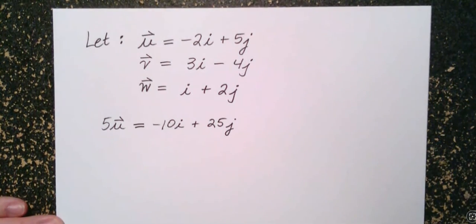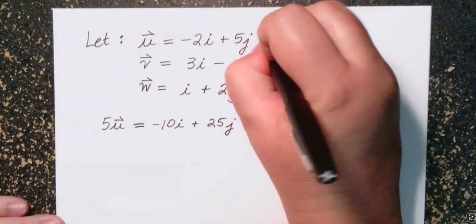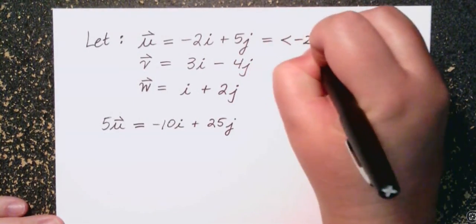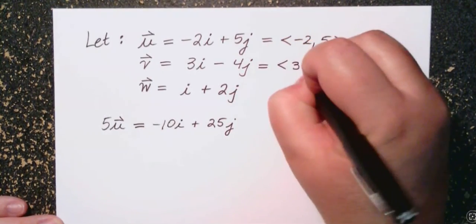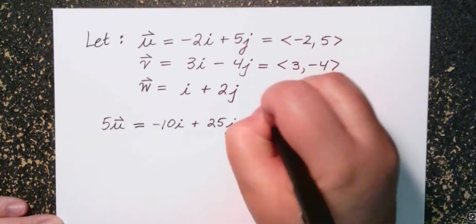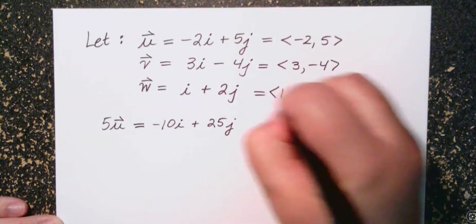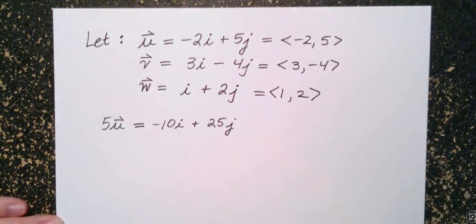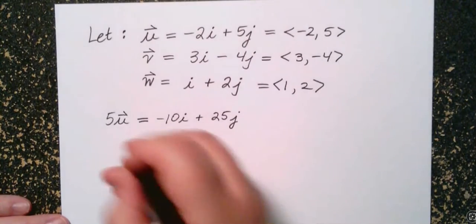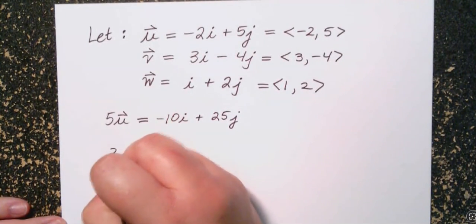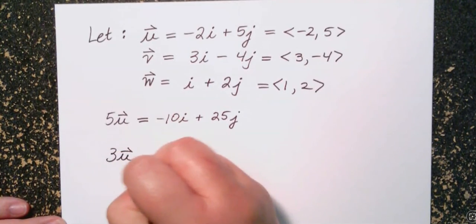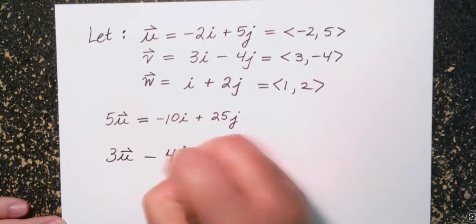To me, it's a little bit easier to see this when we think about it in component form. So I'm going to take each of these and think about it in component form. And those are the component forms of those vectors. So now I can not only do scalars, but I can also add and subtract them. So let's say I have 3u minus 4v.